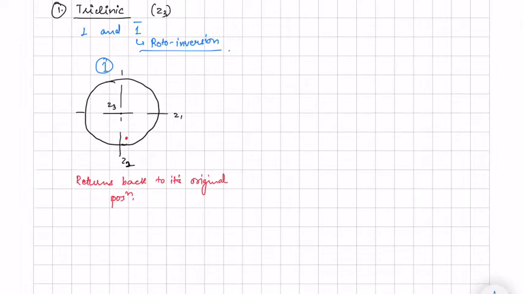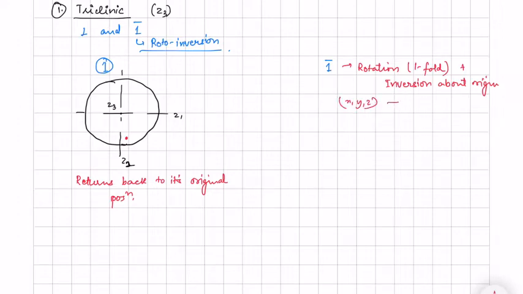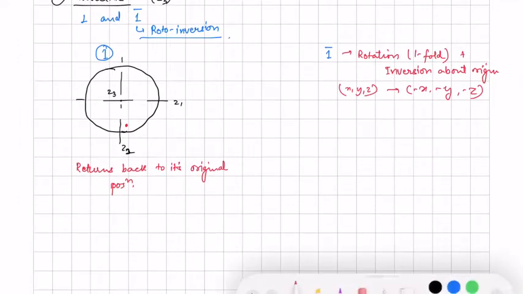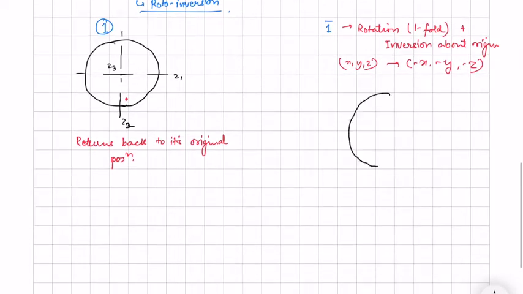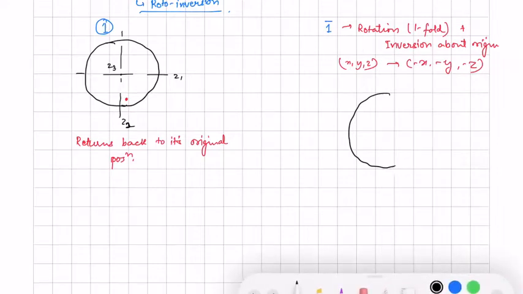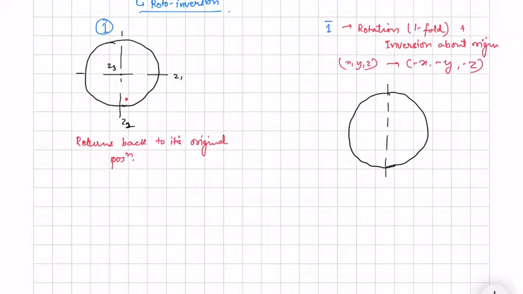So now let us move to the next point group concerning the triclinic crystal system, that is 1 bar. So 1 bar is first the rotation, one pole rotation, then inversion about origin, or you can say reflection about origin. Okay, so it changes from x comma y comma z to minus x comma minus y comma minus z. So let us draw that now. So this is suppose your circle, with the axis z1, z2 and z3.